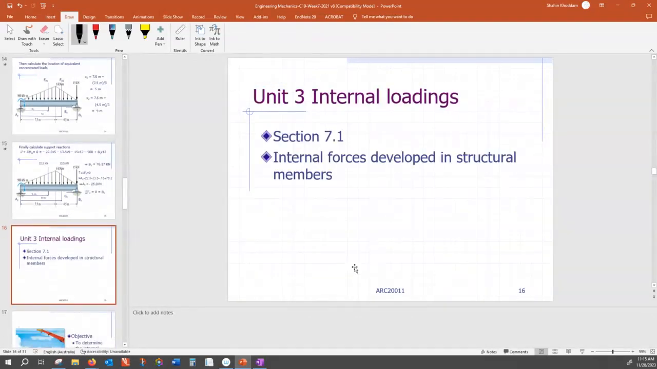Okay, now we finished with the simplification of the distributed load. That was just a preparation. So tighten your seatbelts. Now we are going to get into something challenging.